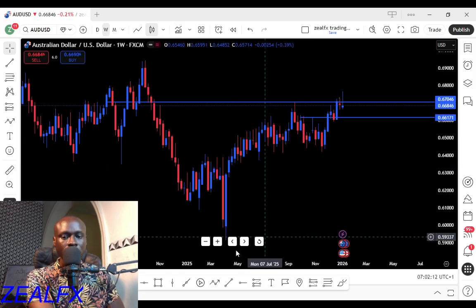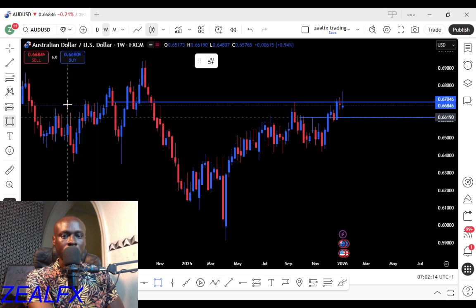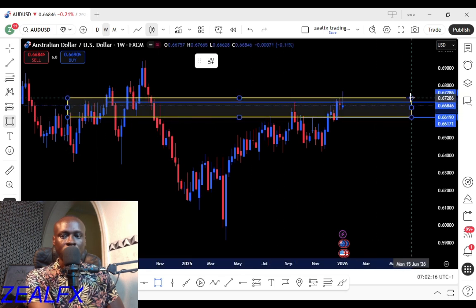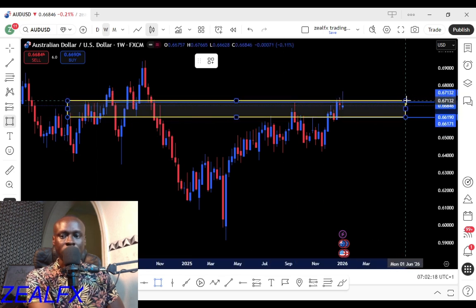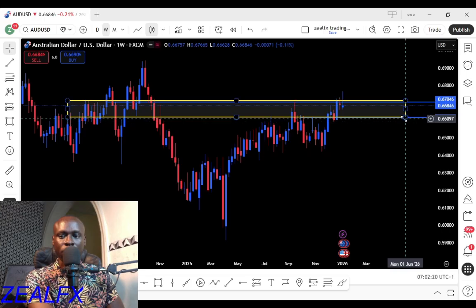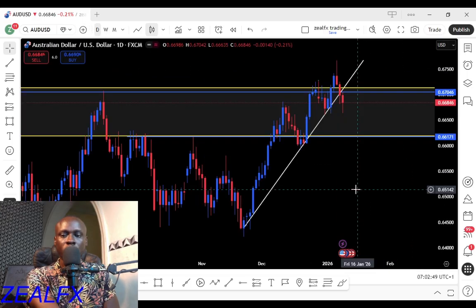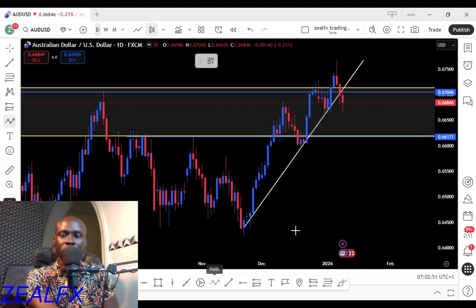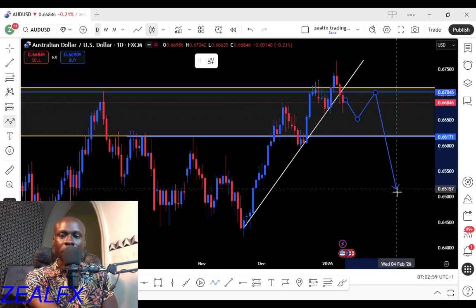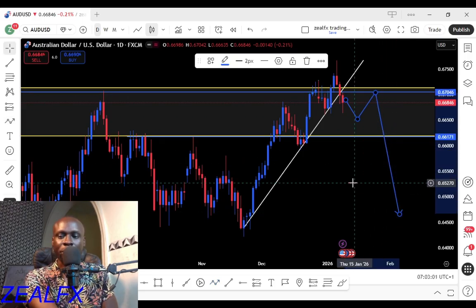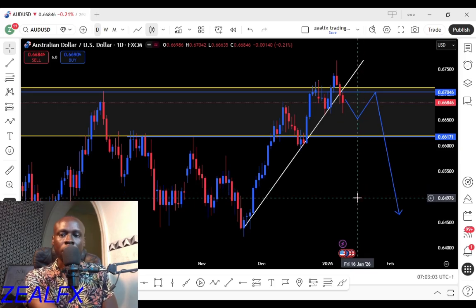So we'll be looking for, let me draw the zone first. We see how these levels are all resistance levels. So we're looking for a selling opportunity from this zone on the daily chart. Let's go back to our daily chart. We look for our selling opportunity from this zone. We expect price to break, retest, then we'll start looking for a selling opportunity for the Australia USD to the downside. So we expect more of a bearish trend this coming week for the Australia USD.